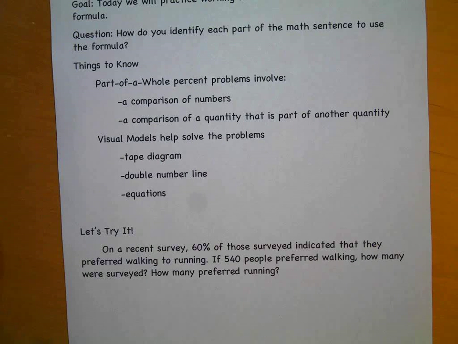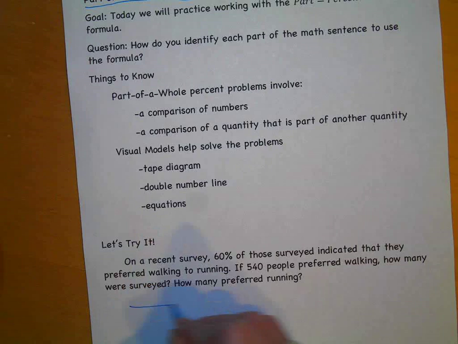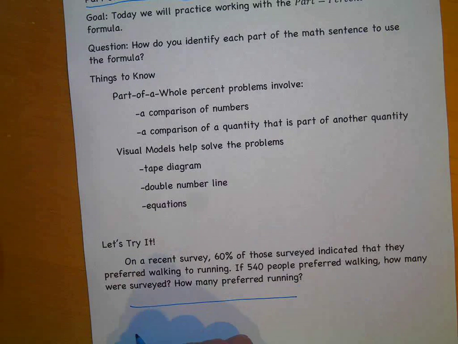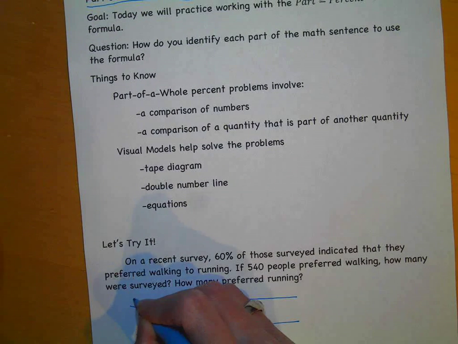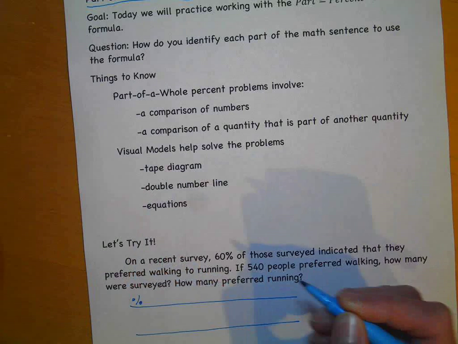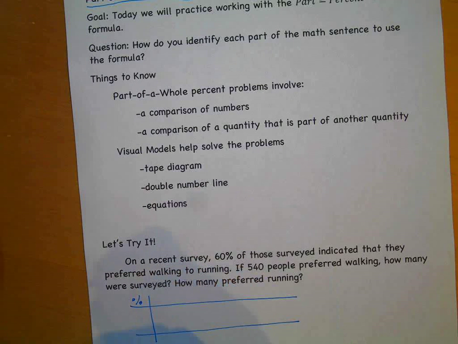So on a recent survey, 60% of those surveyed indicated they preferred walking to running. So 60% of surveyed. I'm guessing that there were actually 100% of people surveyed, right? But we only know 60% of them. So one of the models that I absolutely love, which I think you guys remember, is our double number line. And I'm going to say our double number line has the percents up here, and then we're going to say that these are the people surveyed, right?